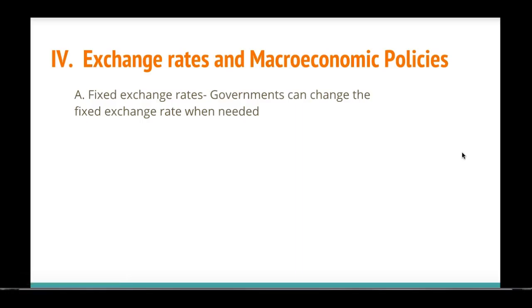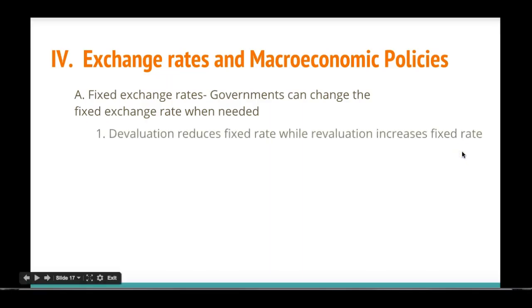Fixed exchange rates are fixed, but at the same point in time they can move. The government can change the fixed exchange rate. Say, for example, from, I think in the last video I said, 1.5 euro to 0.75 euro per US dollar. They can do that. When they do that, devaluation is when they reduce the fixed exchange rate, while revaluation is going to increase the fixed exchange rate.